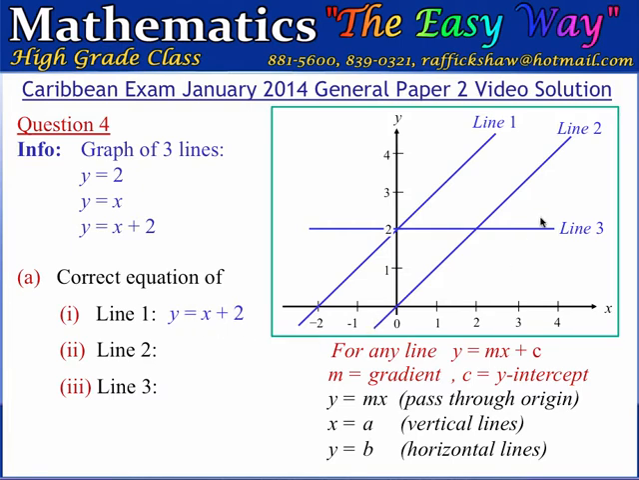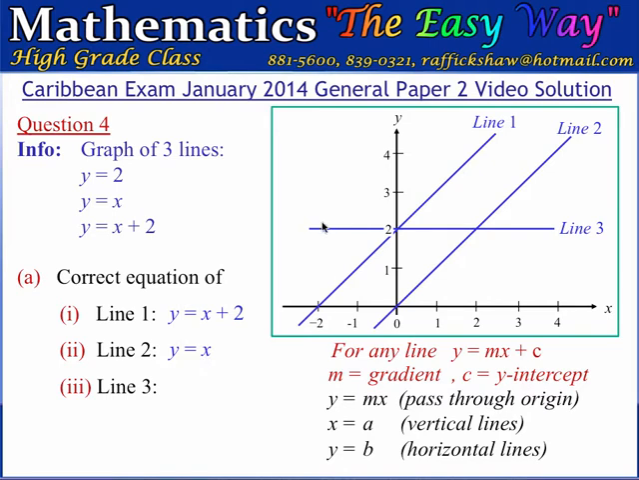And then line 2 is a line passing through the origin, and therefore it has the form y equals mx. And also this line has a gradient, and it's, as I said, of the form y equals mx. And if we look at these 3 lines, it must be this second one. And so line 2 is the line y equals x, and that's it.